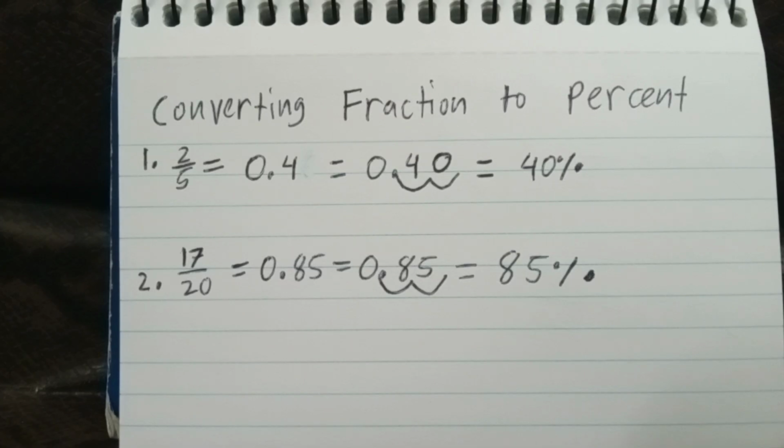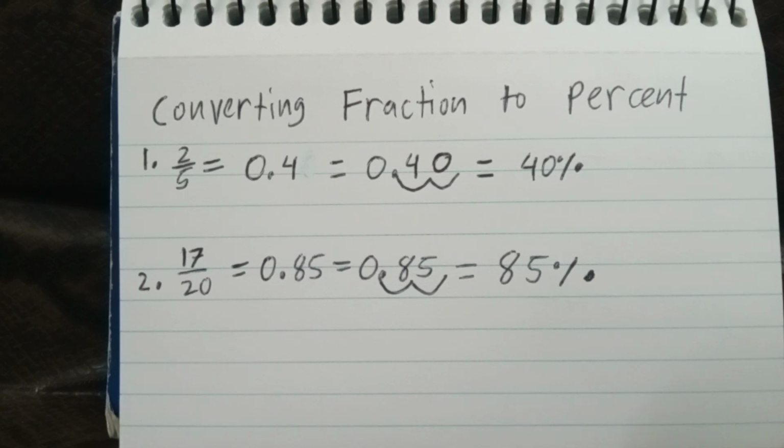And then for our second topic, which is converting fraction to percent, we will be starting with 2 over 5, which you have to turn into a decimal, and then when you turn it into a decimal, you just have to move the decimal point 2 times to the right. After moving it to the right 2 times, you will remove the 0 and place a percent sign, which will give you 40%.